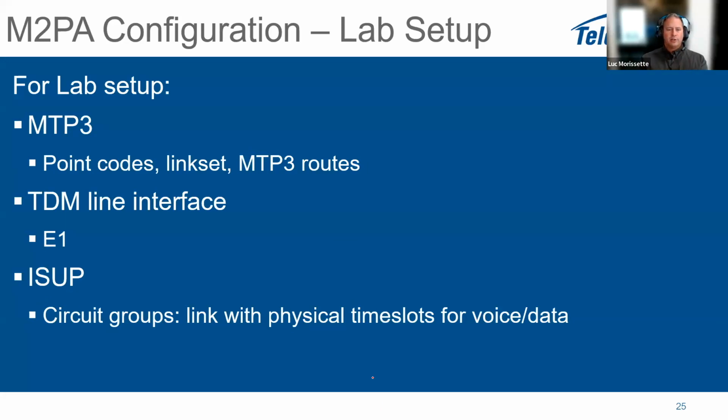Now I'm going to skip to the lab setup. For my lab setup, I needed to configure upper layers, MTP3. So I needed to add point codes, link sets, and MTP3 routes. I needed to configure a TDM line interface. I chose E1 for this case to be able to send voice traffic. And I needed to configure an ISUP layer for configuring my circuit groups, which links the physical time slot with the virtual circuit group.